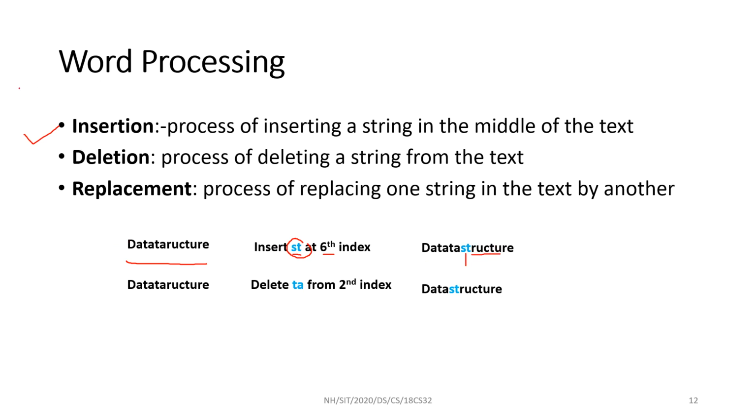The next is deletion. Here, from DATATRUCTURE, I have to remove TA. Which TA? Index 2. Index 0, index 1, index 2. Okay, this I have to remove. TA starting from index 2 I have to remove. After removing, the answer is DATASTRUCTURE. After the deletion operation, the last one is replacement.